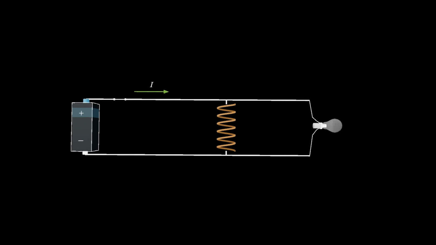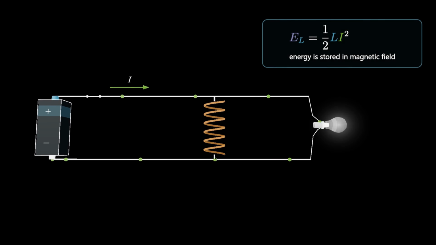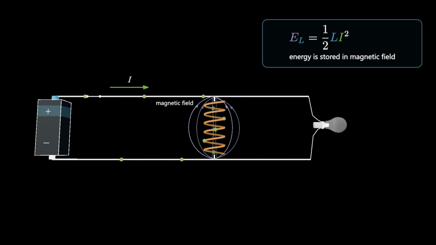While a capacitor stores energy in an electric field, an inductive coil stores energy in a magnetic field, which is created by the flow of current through the turns of wire. If we turn off the source, the coil will continue to supply the light bulb for a short time because its magnetic field collapses and releases stored energy.